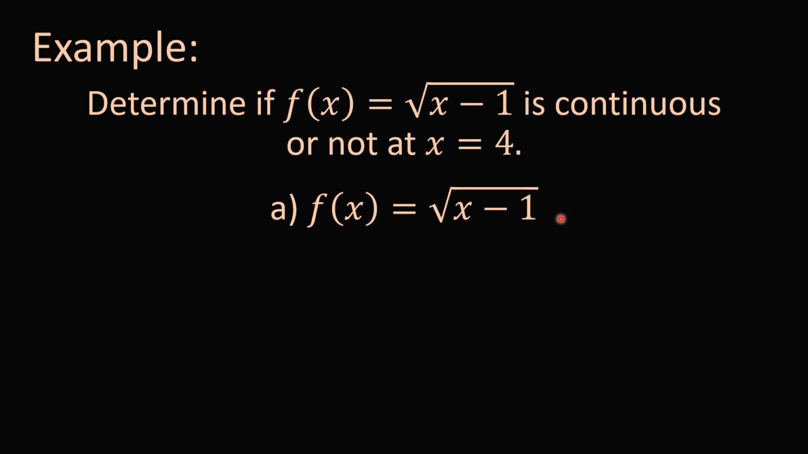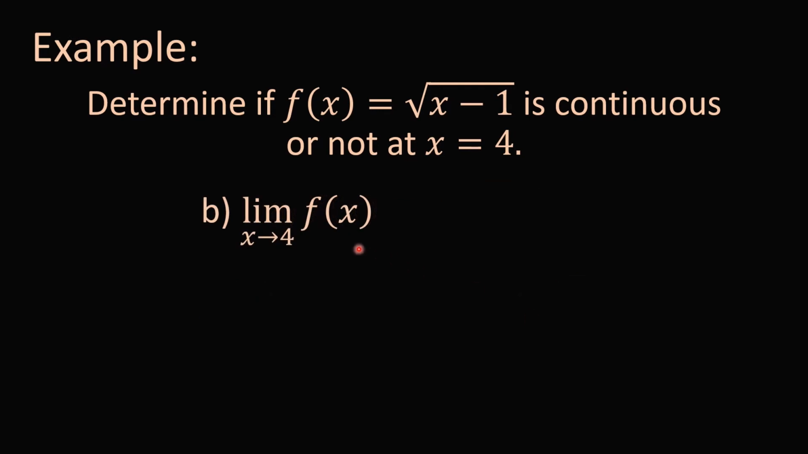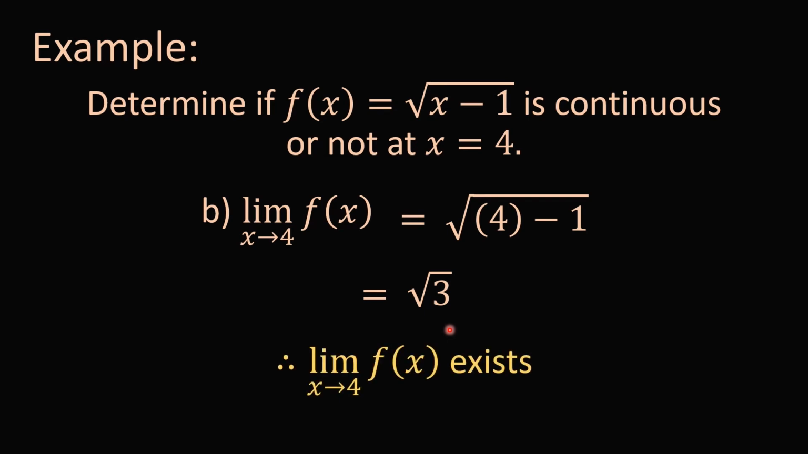First condition, so substitute lang natin yung value ng x. We will have square root of 3. Now, how about the second condition? Ang limit naman ng function natin, so mapapansin nyo, same lang yung ginagawa natin. We can use direct substitution. So, yung answer natin is still magiging square root of 3. Therefore, we can say the limit of f of x as x approaches to 4 exists.